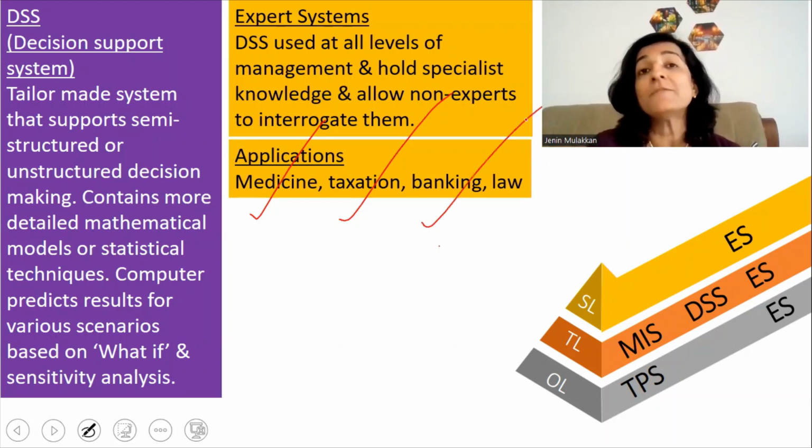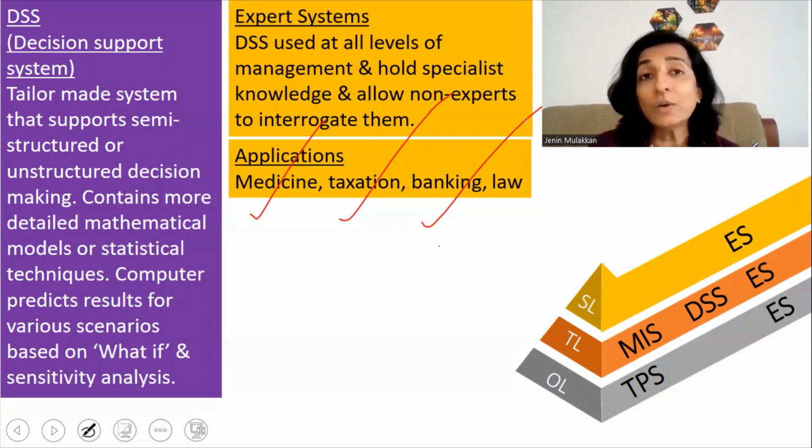Or it can be used in the field of banking. That is, before sanctioning a loan, you could have an expert system to evaluate the credit worthiness of the borrower. That is by finding out his debt equity ratio, cash flow analysis, etc. So these are just a few areas where the expert system can be used.